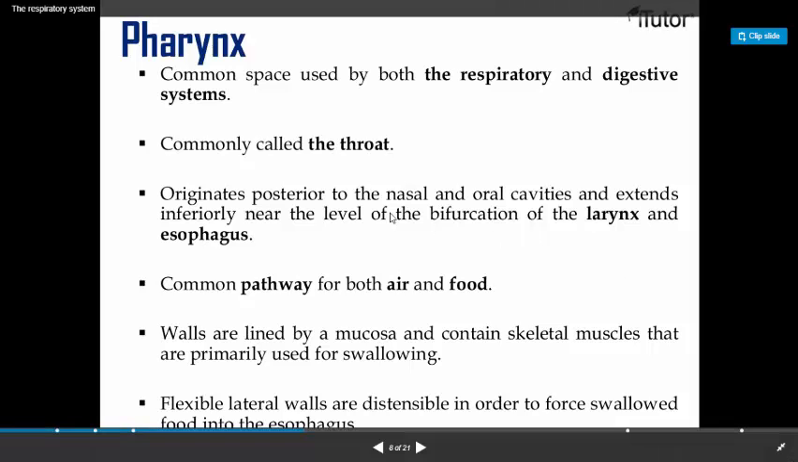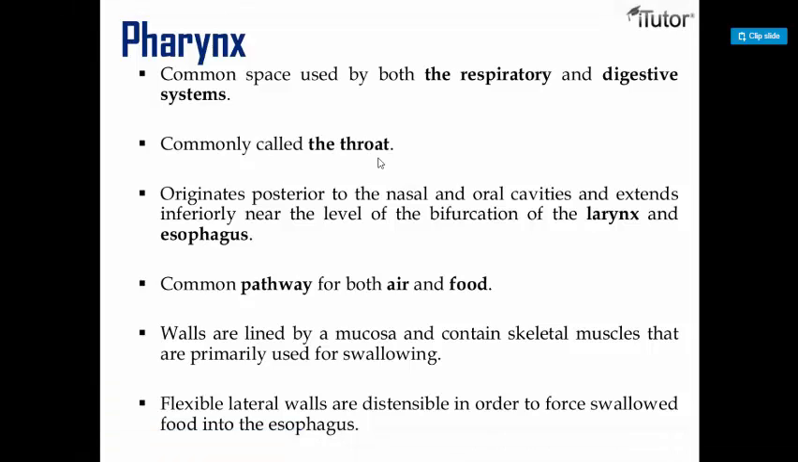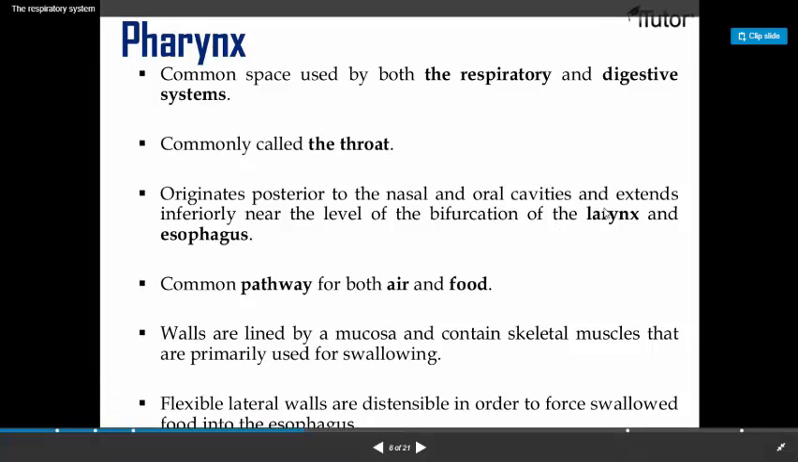So then we have, next after the nose, we have the pharynx. As I told you, the pharynx is a common passage for both the respiratory system and the digestive system, and it's also called the throat. Okay, and then at the pharynx we have a division. The air goes into the larynx and the food goes into the esophagus. So again, it's a common pathway for both air and food.